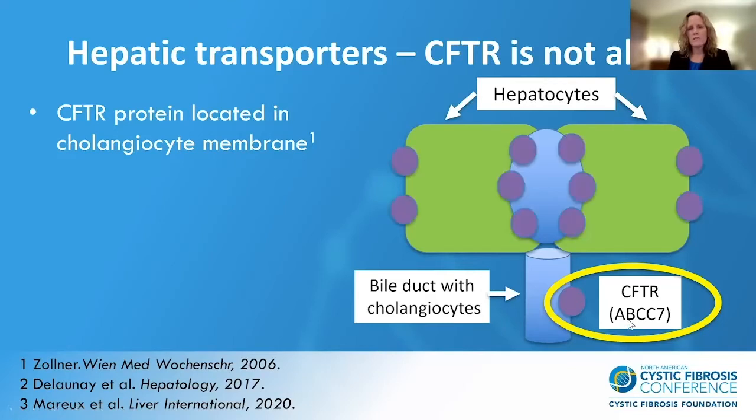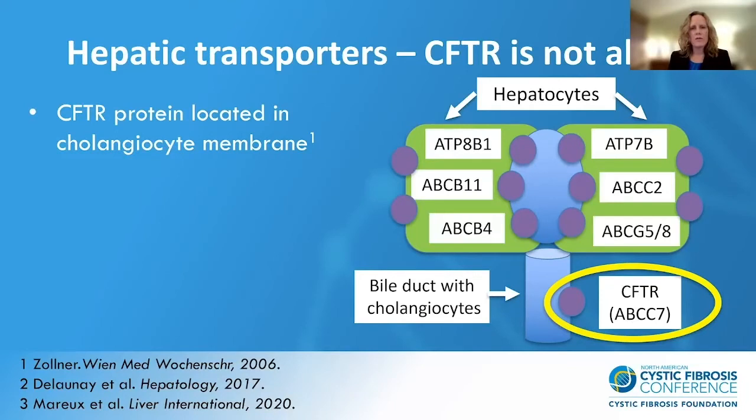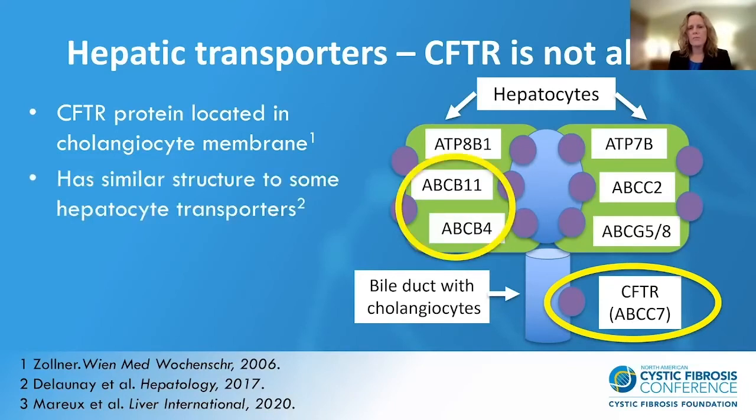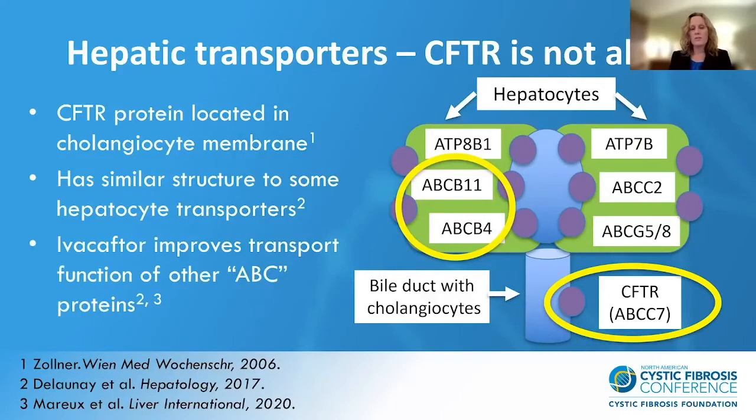Within the hepatocytes, there are other protein transporters, and some of them have similar names to the CFTR, and similar structures. Ivacaftor has been shown to affect 2 of these proteins, ABCB11 and ABCB4, and improve their transport. So when we use CFTR modulators, we are not only improving the function of the CFTR protein, but other transport proteins within the liver.